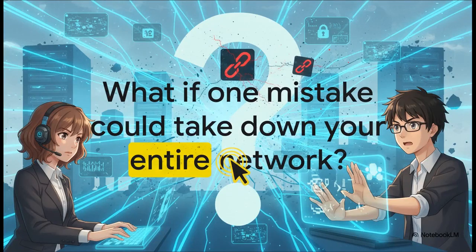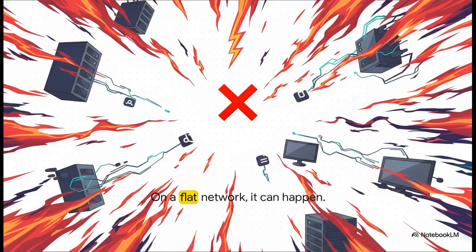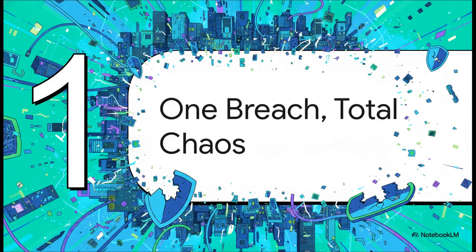So let me just start by asking you this. What if one tiny mistake, just one wrong click, could literally take down your entire network? Sounds pretty dramatic, right? But could it actually happen? Well, on a network that has zero protection, what we call a flat network, the answer is a big, scary yes. A single breach can just rip through everything, spreading like wildfire. So yeah, let's start right there with that nightmare scenario. One breach leading to total and utter chaos.